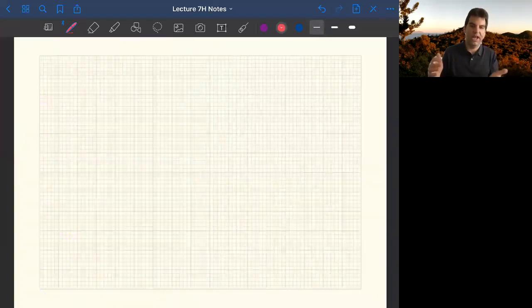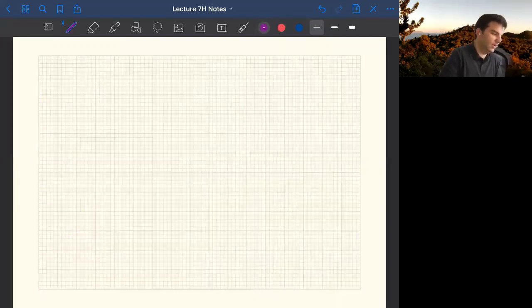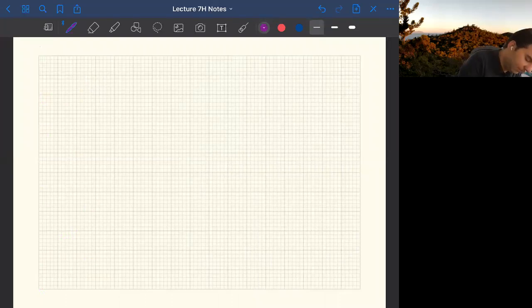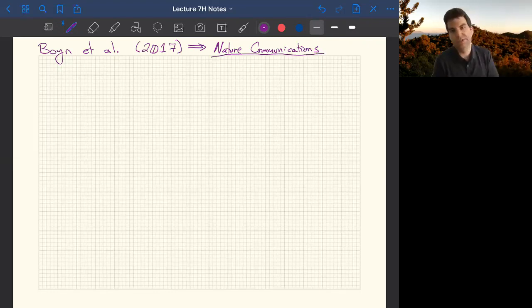Okay, but I've been talking a lot about these spiking neural networks, and I wanted to show you more concrete examples. And I started this example last time. So I mentioned that there is this nice article from Boyn et al. from not that long ago, 2017, in Nature Communications. And these are basically a bunch of neuromorphic engineers.